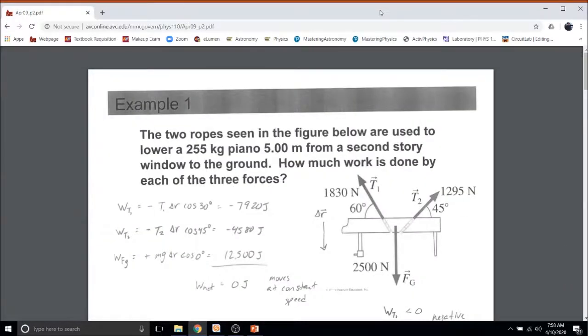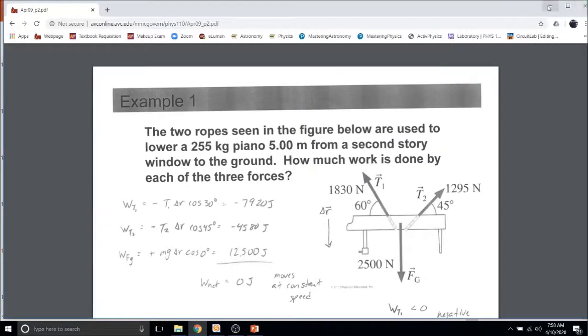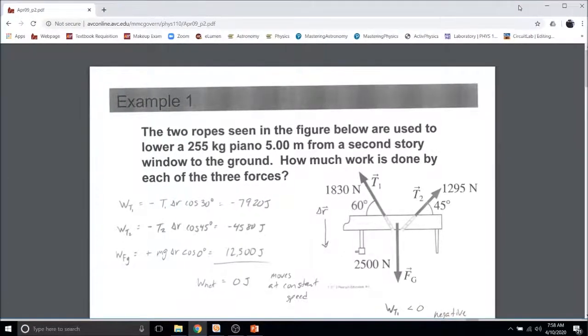Okay, so we are done with this chapter here. And in the next chapter, we're going to be getting into the conservation of energy. So we're going to be talking less about work and getting more into dealing with energy states. And we're going to be looking at potential energies a lot more as a result of that.